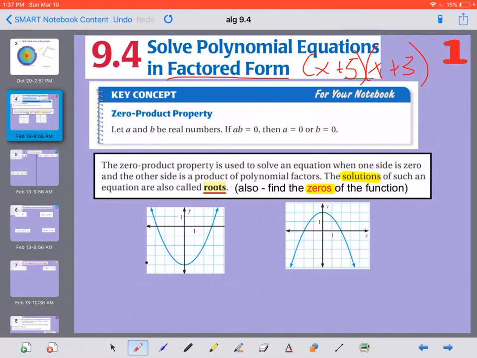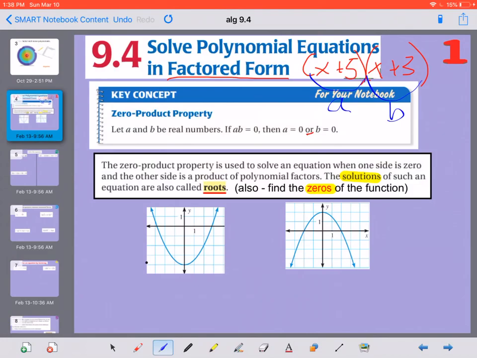So we're going to start talking about this property called the zero product property. It says, let a and b be real numbers. If a times b equals 0, then a equals 0 or b equals 0. So in this case, we could take this whole thing, either a is going to equal 0 or b is going to equal 0.